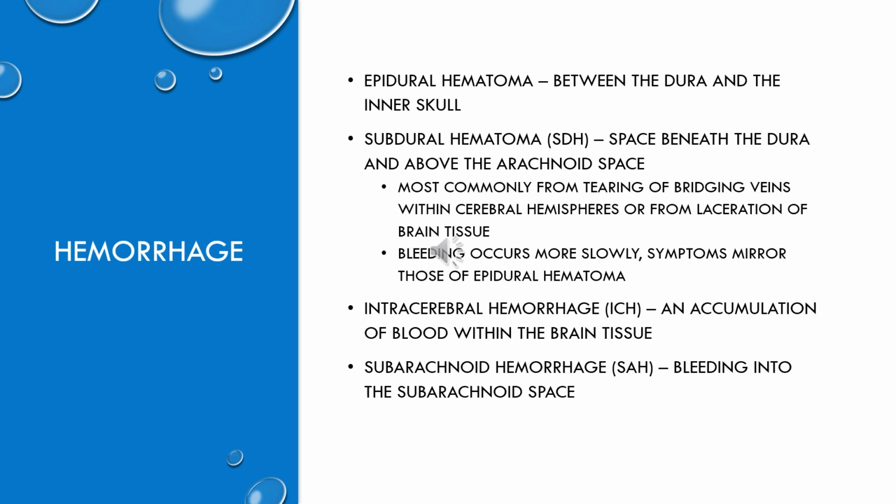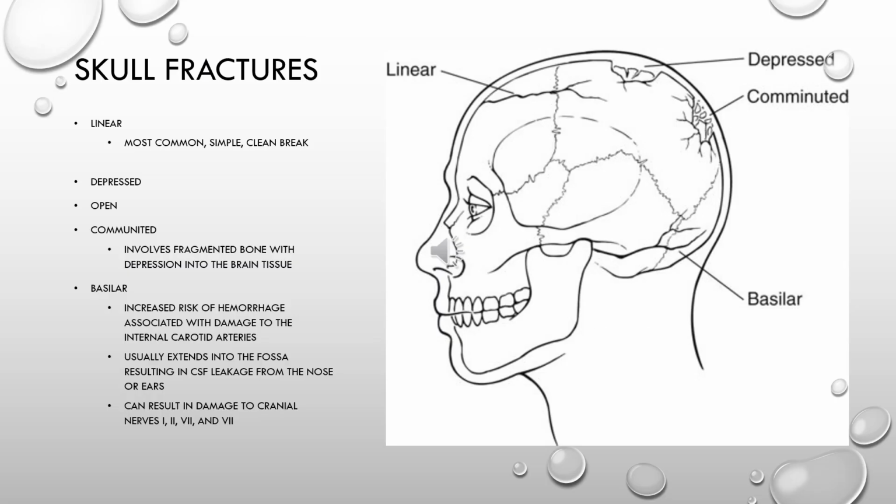And this is just kind of being familiar with the structures of the brain and identifying where the different hemorrhages take place. So we're going to switch gears a little bit. We're going to talk a little bit about skull fractures, the different types of skull fractures that can happen with head traumas. So we have the linear, which is the most common, and this is just a simple, clean break. And I've got the picture here illustrating these four different types to give you a picture of what they look like.